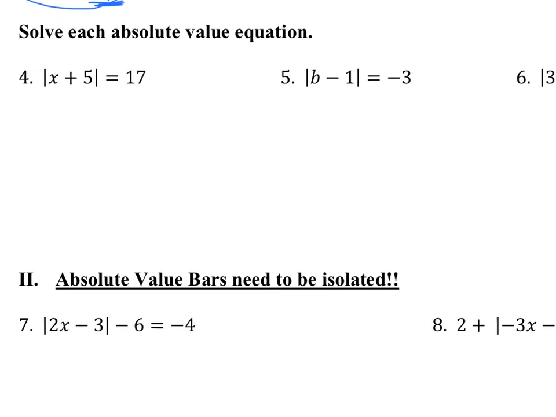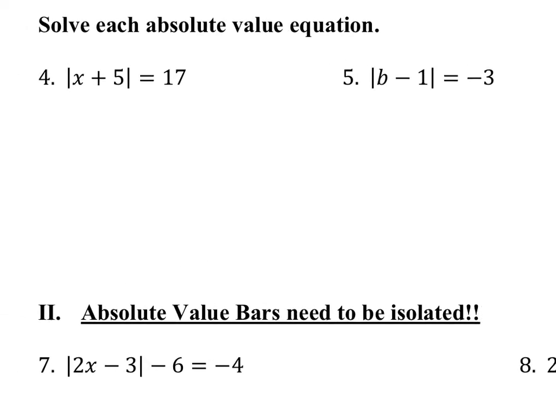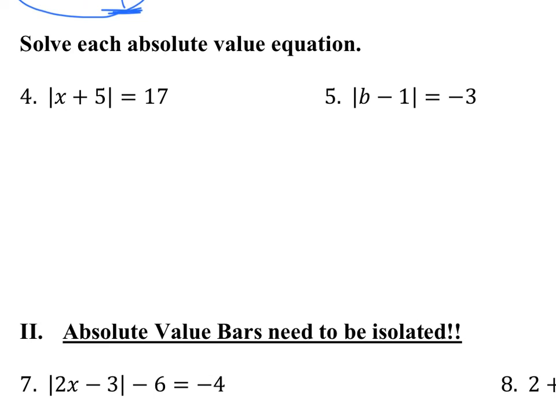Now for 4 and 5, I don't just have x in the absolute value. So I'm going to set up the 2 equations. The first equation we're going to set up is just x plus 5 equals 17. You just get rid of the absolute value bars. Now we're going to get 2 solutions because this is set equal to a positive.